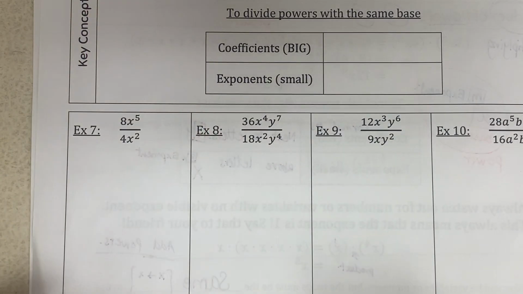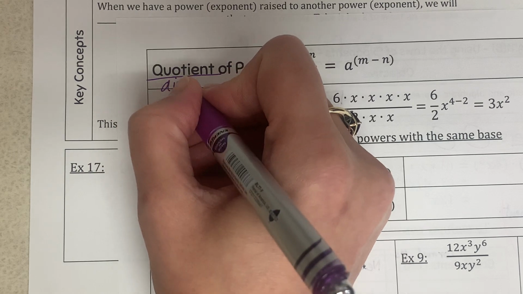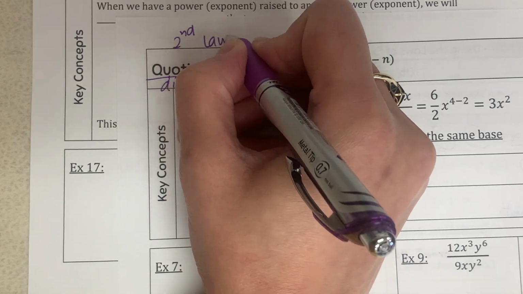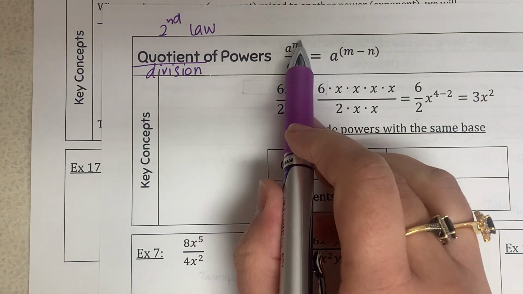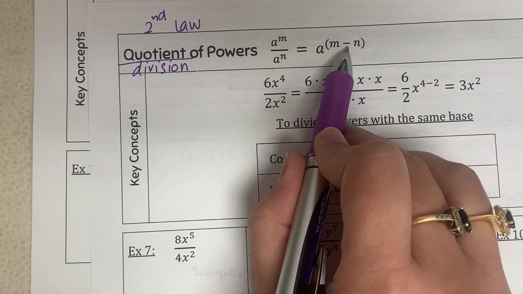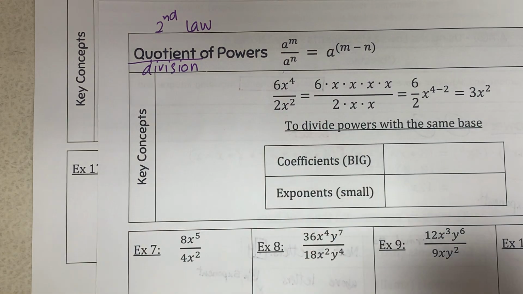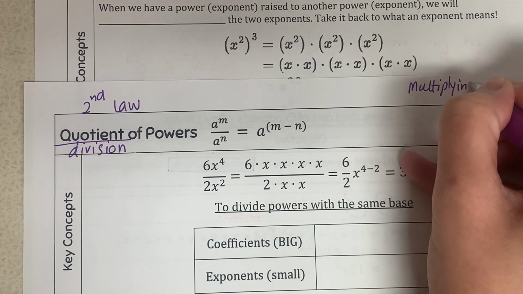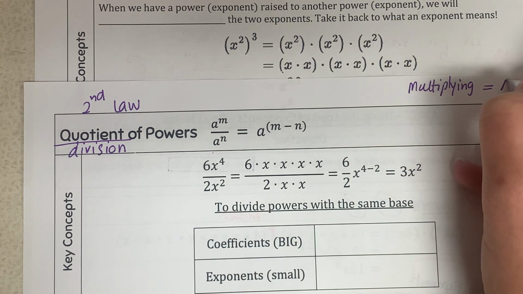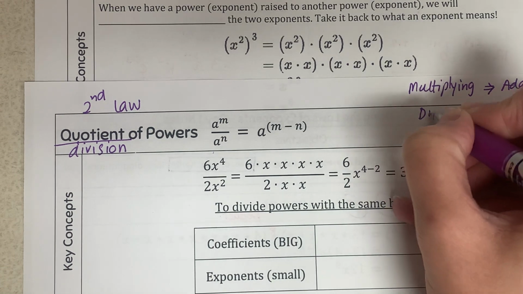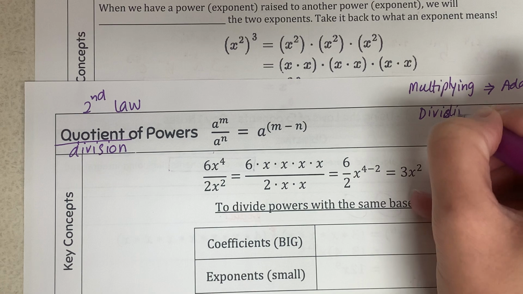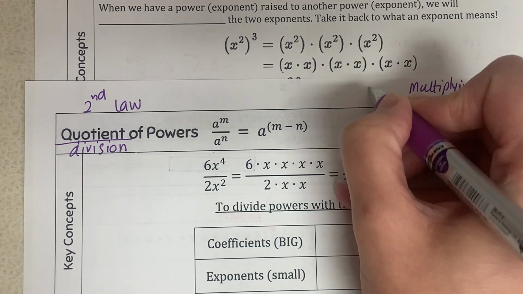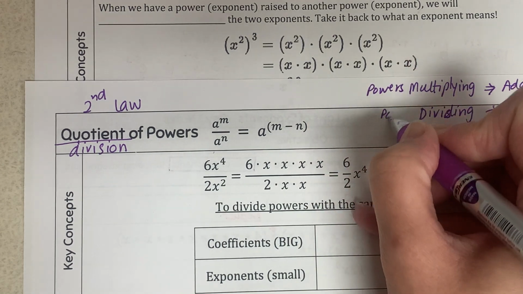The next one is quotient. Quotient means division. So this is the second property that you're learning. When the bases are same and you are dividing them, you basically subtract the power. So in multiplication, you add. In division, you subtract. So this is how I have memorized that when I'm multiplying powers, I add them. And when I'm dividing, I subtract them. So very easy to actually memorize, not too difficult.